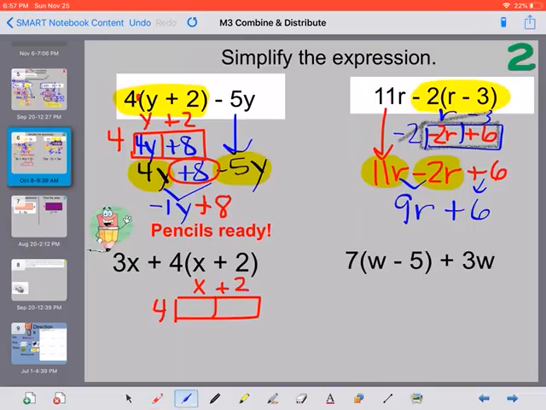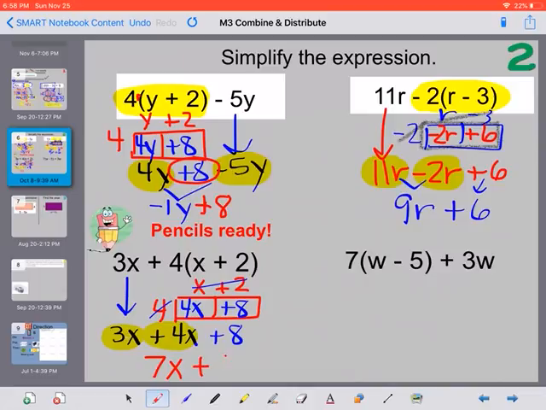I started multiplying this one out. Hopefully you tried them on your own first. 4 times x is 4x. 4 times 2 is 8, not 6. You're not adding, you're multiplying. So then we have 3x plus 4x plus 8. But we need to combine our like terms. 3x plus 4x is 7x. So our answer is 7x plus 8. Can't combine the 8 with the x's because it doesn't have an x.